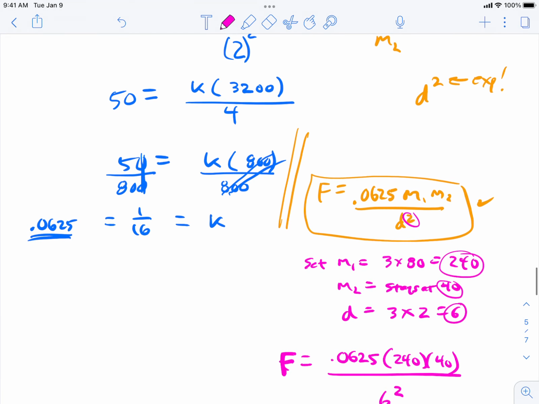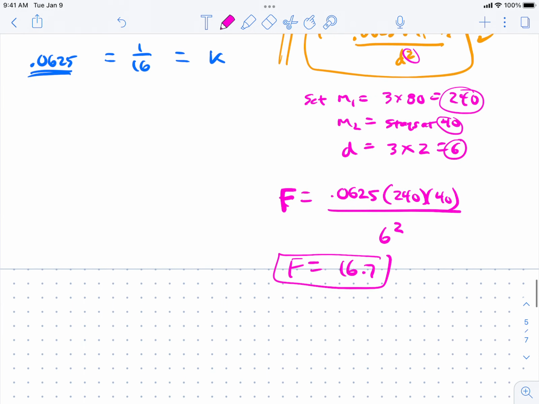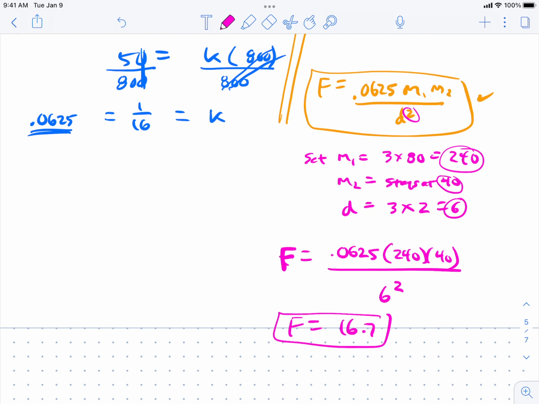So, out of curiosity, what was the old force? The old force was 50? Really? The old force was 50. Now, if you make an object heavier, it will have more gravitational force, right? But we went down. Why did we go down? It's because we spread them out much further. So the further you are away from something, the less the force of attraction is going to be. It's kind of like if you go up into space, you'll be weightless, right? So it turns out that tripling the distance really kind of had the biggest effect there. And so instead of a force of 50, we have a force of 16.7.